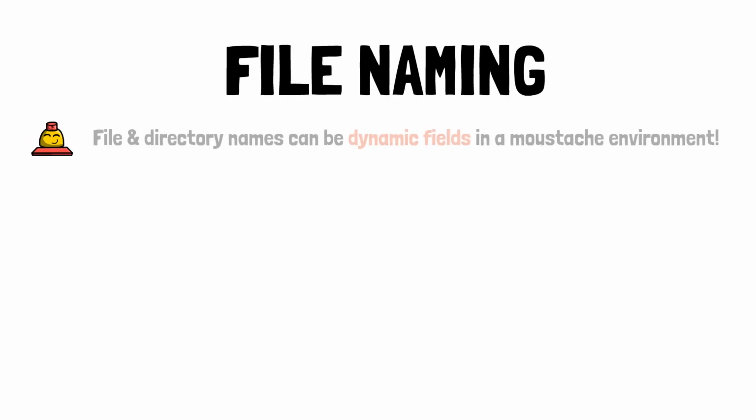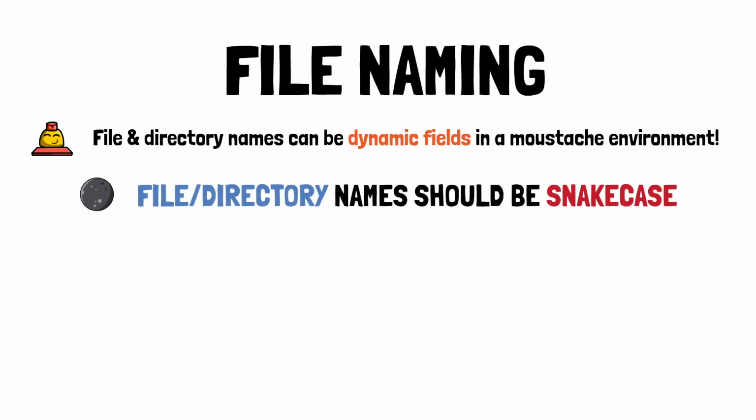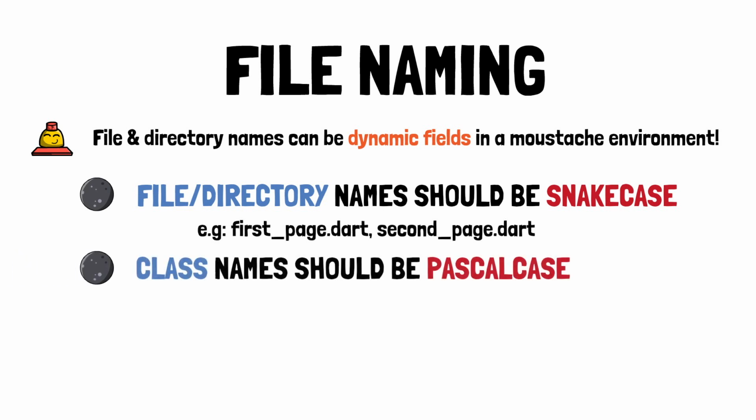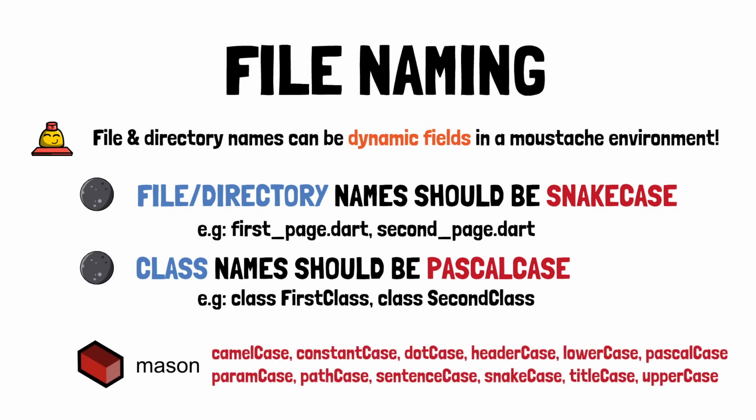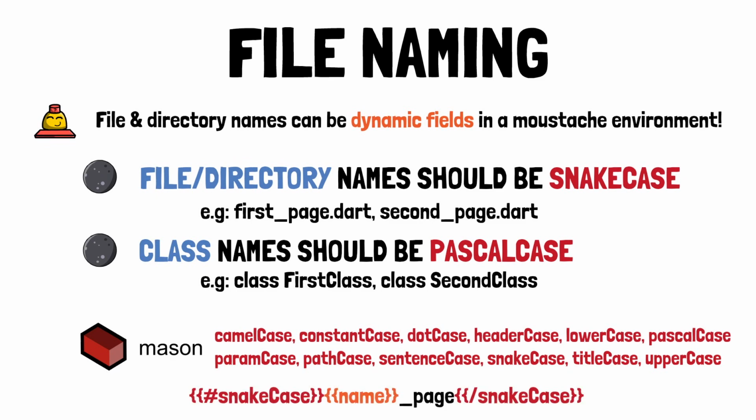Now, an important concept to follow is how you should be naming your files. Since everything containing a mustache dynamic variable can be editable, names of the files are no exception. And we know that in Dart and Flutter, names of the files and directories should follow the snake case pattern, meaning that words should be in lowercase split in between with underscores. Mason comes with a bunch of naming patterns like camel case, constant case, dot case, header case, lowercase, Pascal case, and so on and so forth. You can Google them in order to see how each one of them works. What's more important is how you can use them.